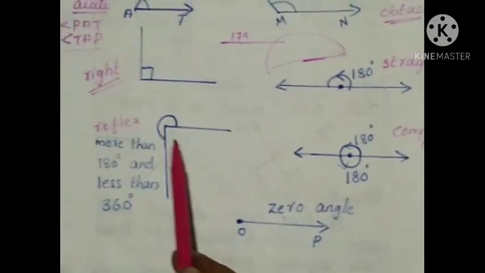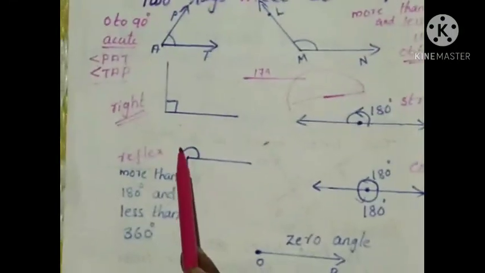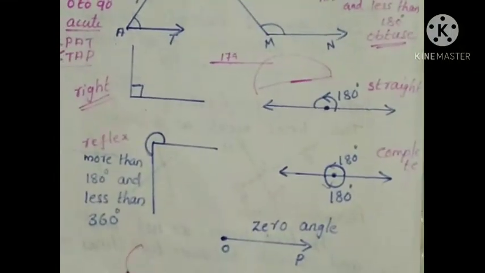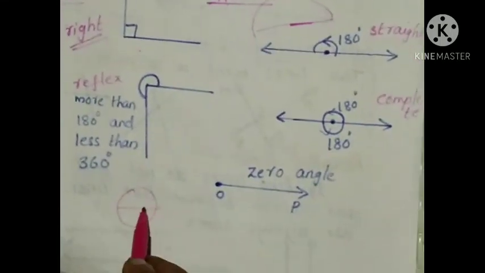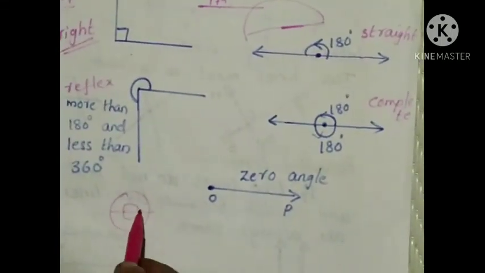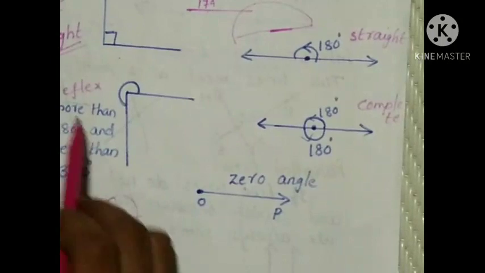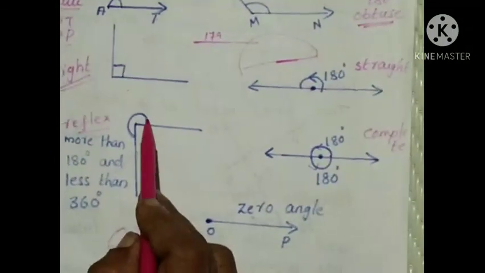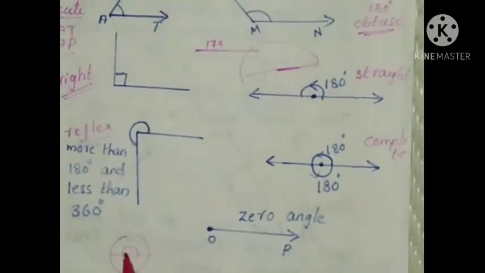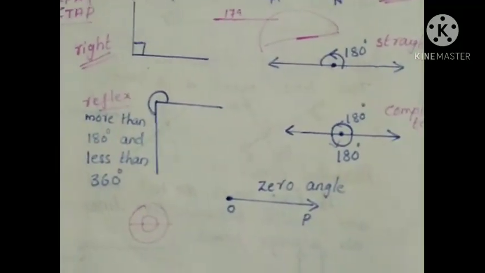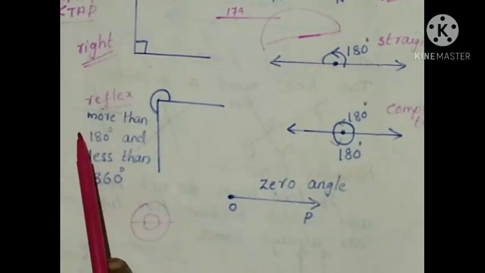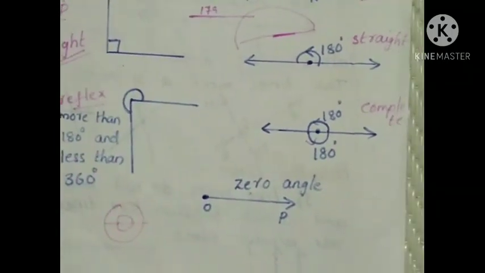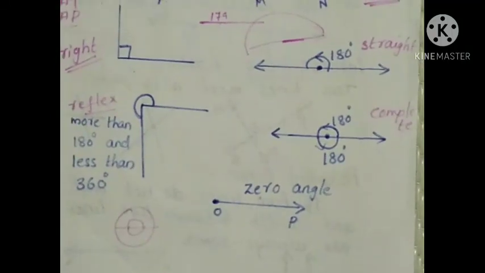Now a reflex angle. Reflex means more than 90, and less than 360. Look here, this full is called 360. Here 180, here 180. Therefore, reflex means more than 180. It is more than the straight angle but not a full turn. That is called a reflex angle. An angle measuring more than 180 and less than 360 is called a reflex angle.